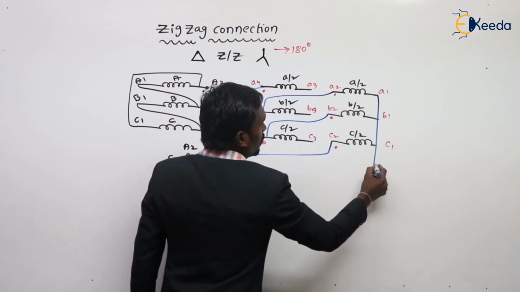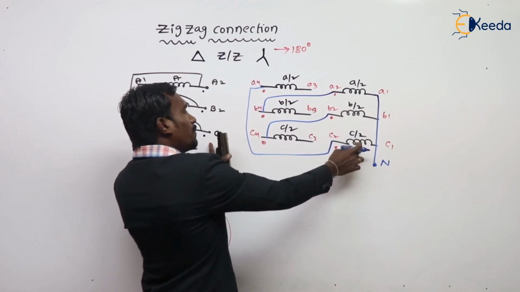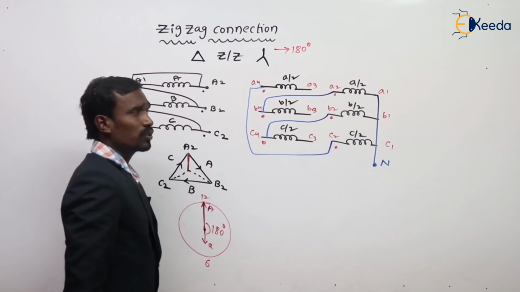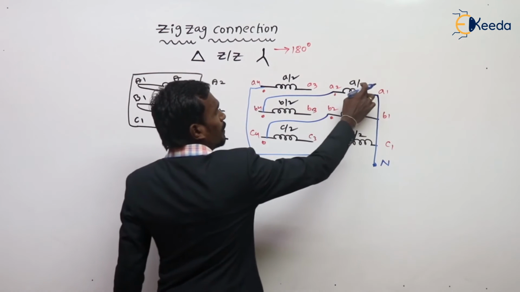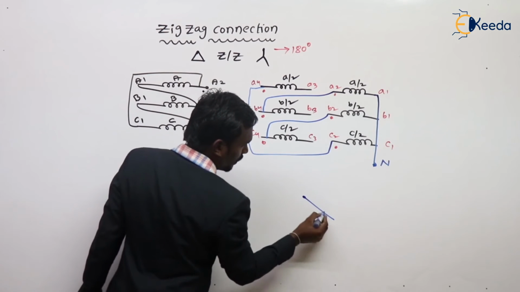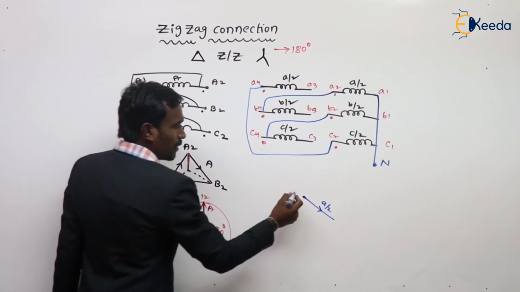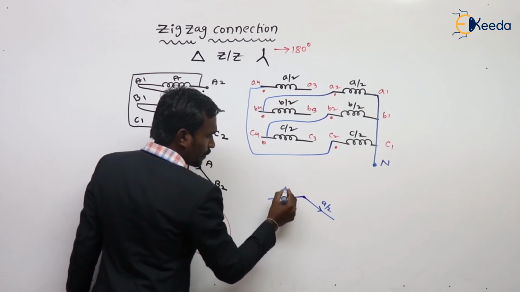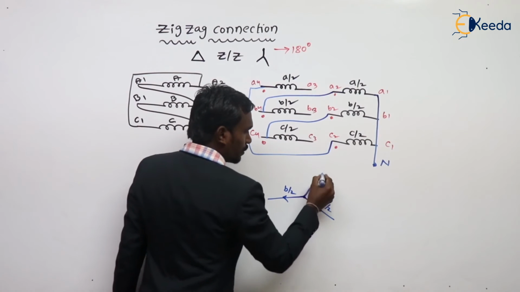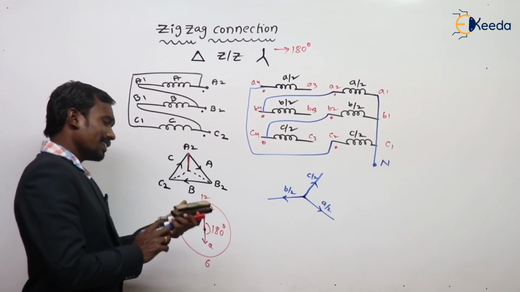We have to make it star. This is my neutral. This is star and neutral. Now these two are in additive manner and these two are in subtractive manner. So where is my A by 2? This is my A by 2 in the same direction of A from the neutral. And this is my B by 2 from the neutral, and this is my C by 2 from the neutral. These are the vectors.